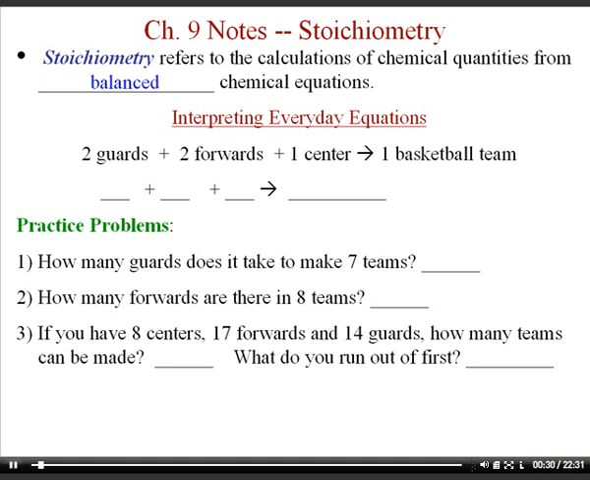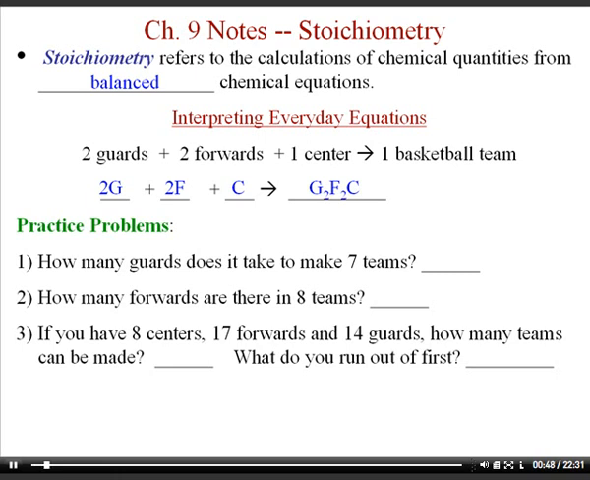When I was in high school, we had a basketball team that was composed of 2 guards, 2 forwards, and 1 center, and that made up our team. And so I'm going to abbreviate the guards as 2G, and the forwards as 2F, and the center is just the letter C. And then it makes a basketball team. So the formula for a basketball team is going to be G2F2C.